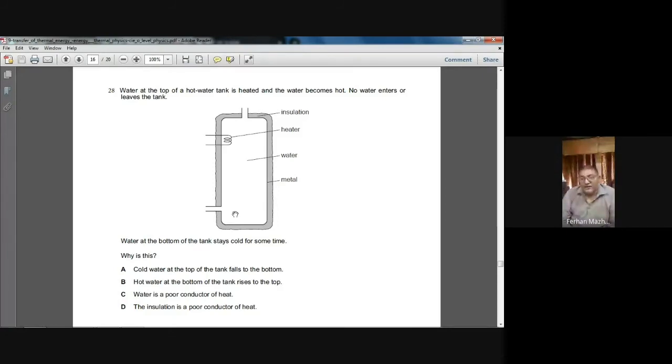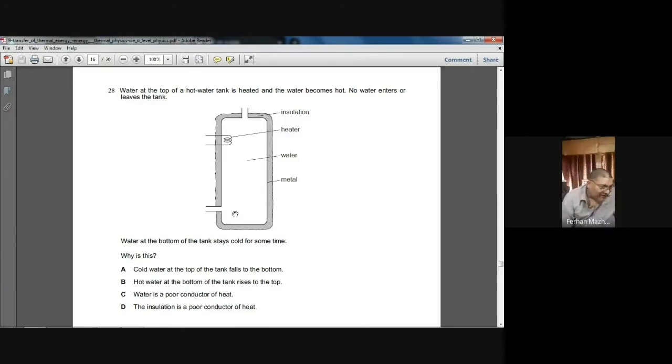Water is a poor conductor of heat. That's the reason. Cold water at the top of the tank falls to the bottom. The water is a poor conductor of heat, because from the heater, the heat is not reaching downward; by convection, the heat will go upward.